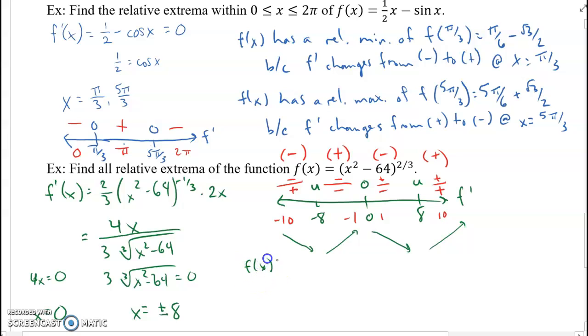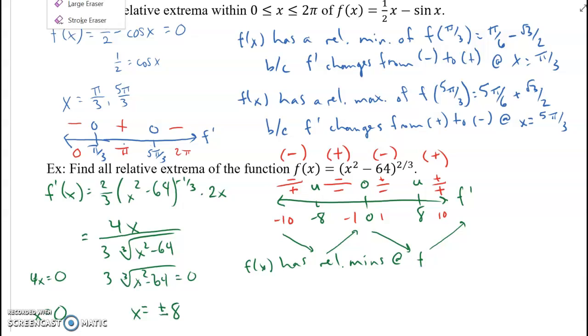F of x has relative mins, plural, not at. Of is the value, at is the location. So I want to say the y values are the actual minimums. F equals plus or minus 8. And it turns out in this particular case, whether we use positive or negative 8, we're getting the same answer. These two values don't have to be the same. Our two relative minimums could have different y values, but in this case, they're the same.